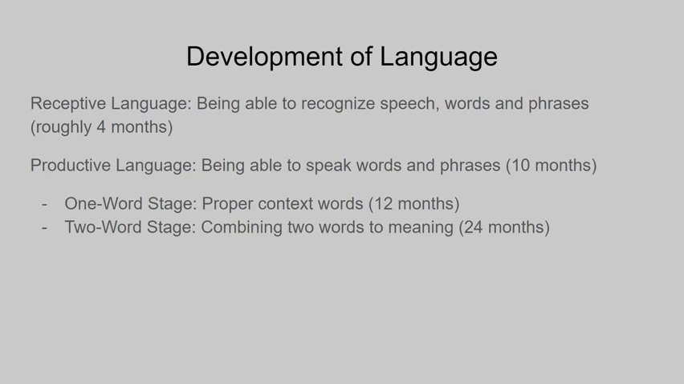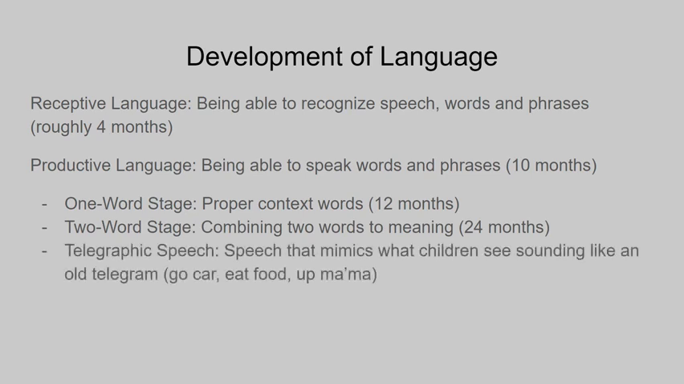So right about 2 years is where you'll start to see combining of words, and possibly for an advanced speaker, even forming very small basic sentences, although probably grammatically, semantically, and syntactically not totally accurate just yet because they don't have comprehension of that. But they're starting to put things usually in telegraphic speech like see ball go, things like that. So here's your telegraphic speech, it mimics what children say, sounding like an old telegram. Go car, eat food, up mama.